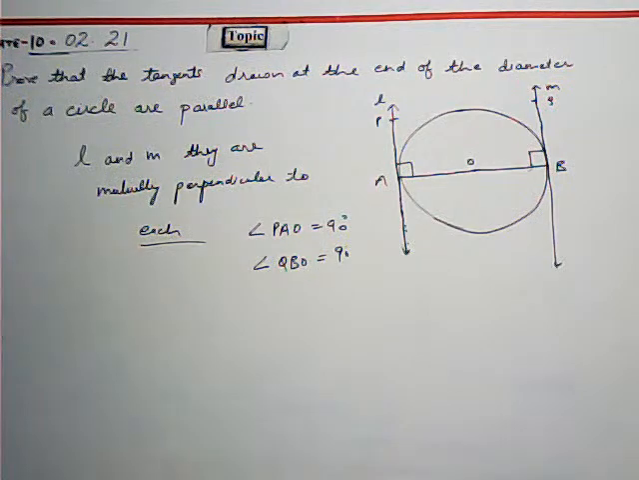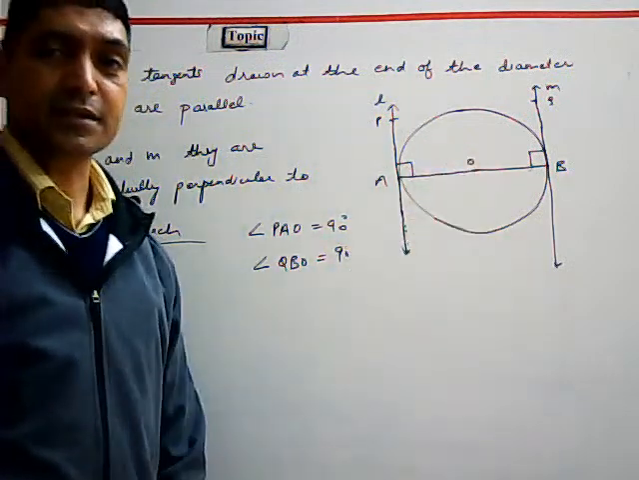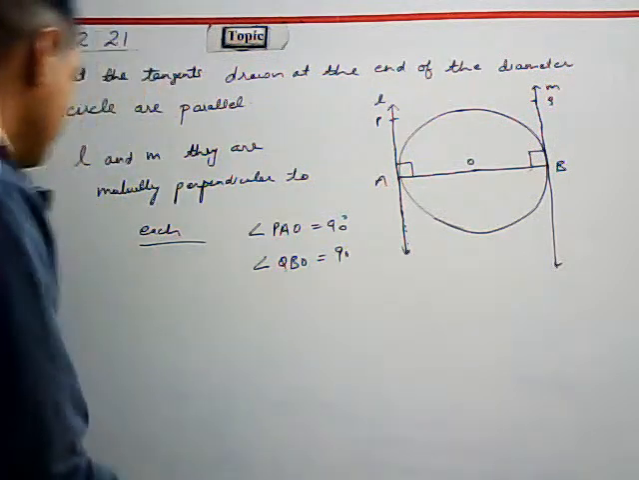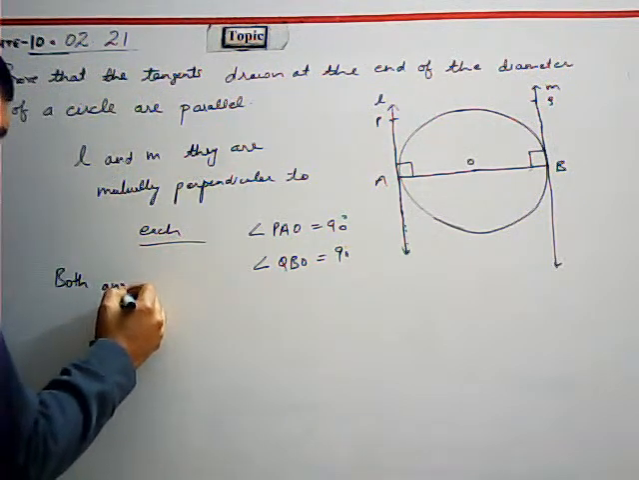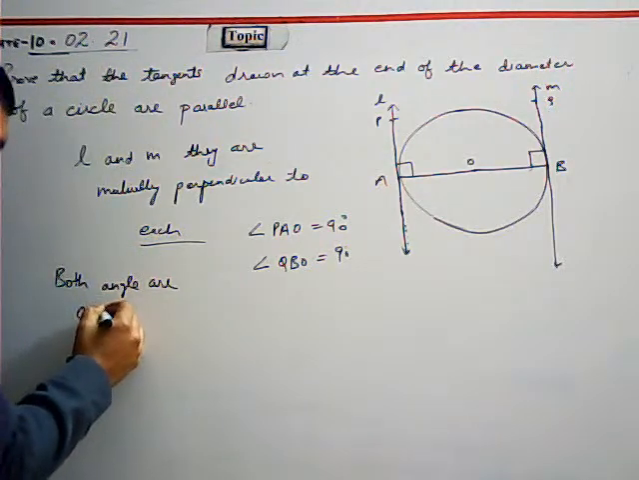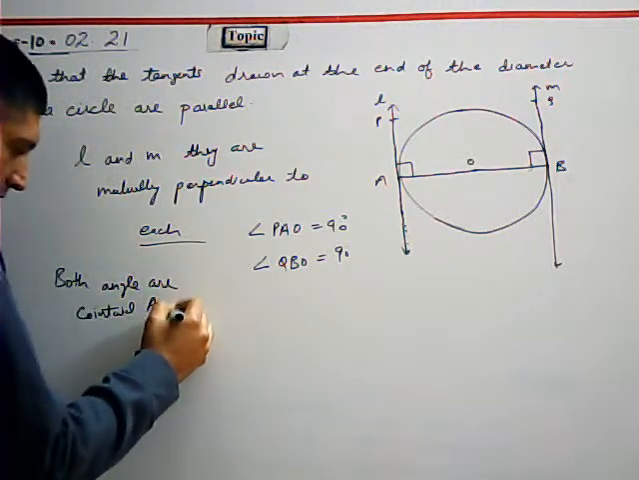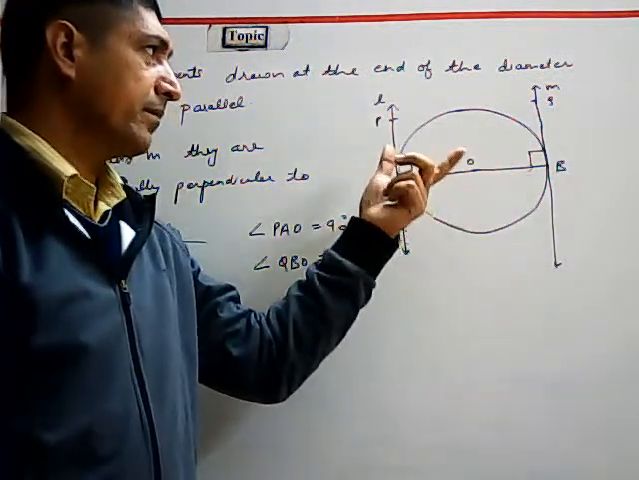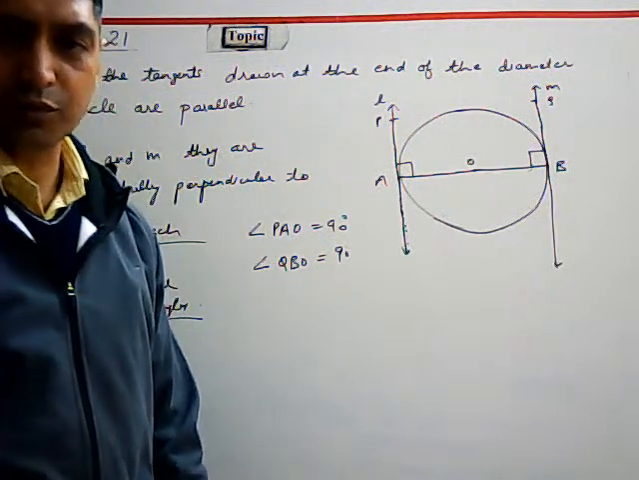Now here in this case, both angles are co-interior angles. So if both co-interior angles are 90 degrees, then the lines are parallel to each other. So this is the thing we wanted to prove.